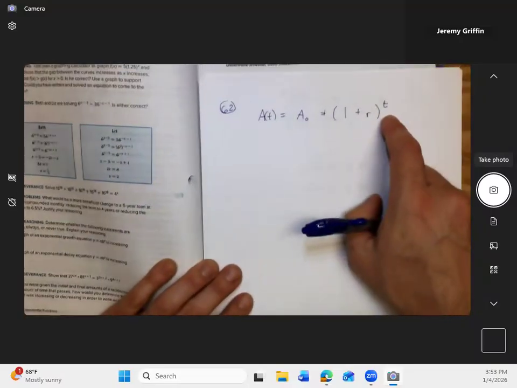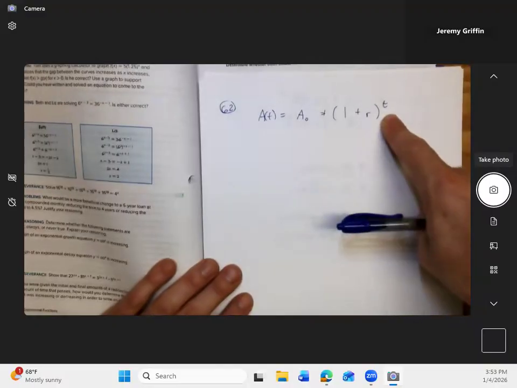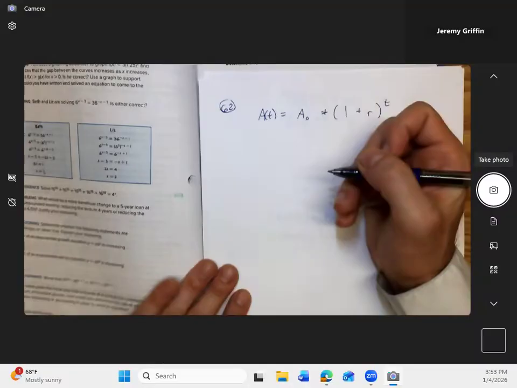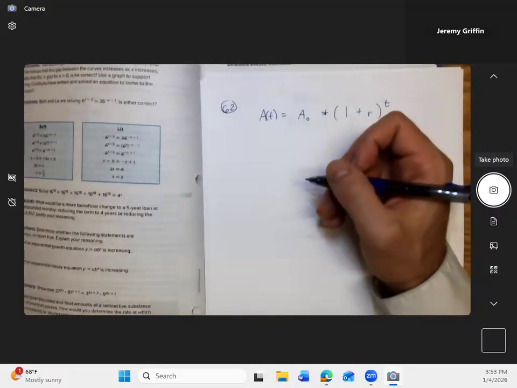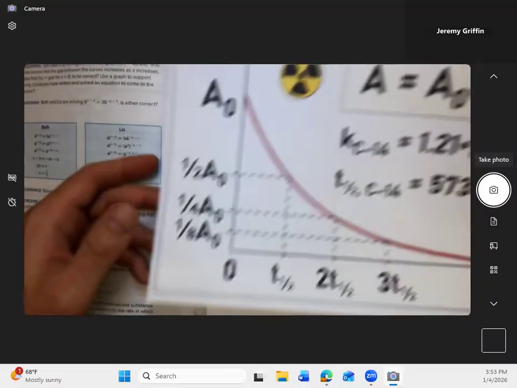So maybe time could be in seconds even, or something like that. Anyway, you have to pick a scale for this time though. All right, so how would you determine the rate the amount is increasing or decreasing? Well, again, a common way to do this is what's called half-life.